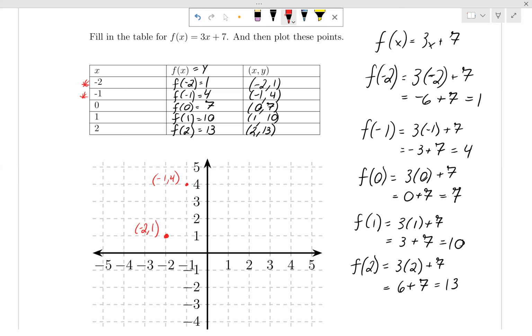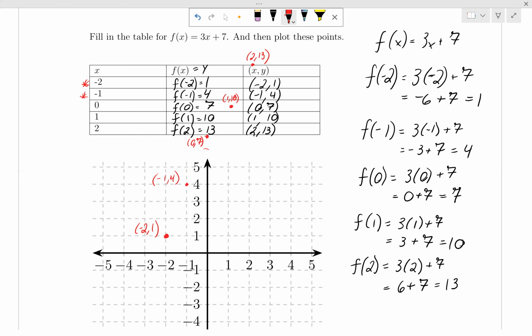So 0 goes to 7, which would be like up here, right here, 0, 7. 1 goes to 10, so it's way up here. It's probably like right here, 10. And then 2 goes up to 13, so it's about right there, 2, 13. I'm sorry my graph doesn't go all the way up, but this is kind of the idea.